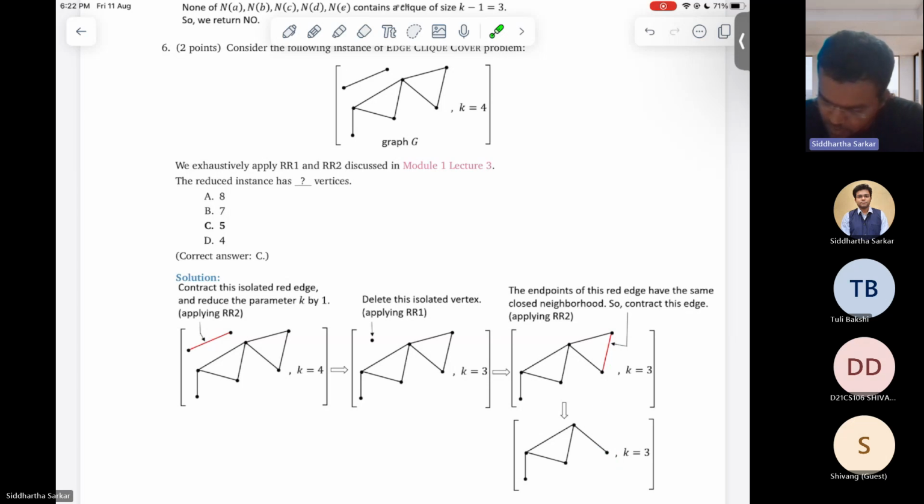So this reduces to this, and if UV is an isolated edge, then you decrease k by 1. So in this case, UV was an isolated edge, therefore k became 3. But in this case, UV is not an isolated edge. So after contraction, this point is not isolated. This point is connected. Here, after contraction, this point was not connected, so this was isolated. So here, therefore, k remains the same. So k is 3, right?